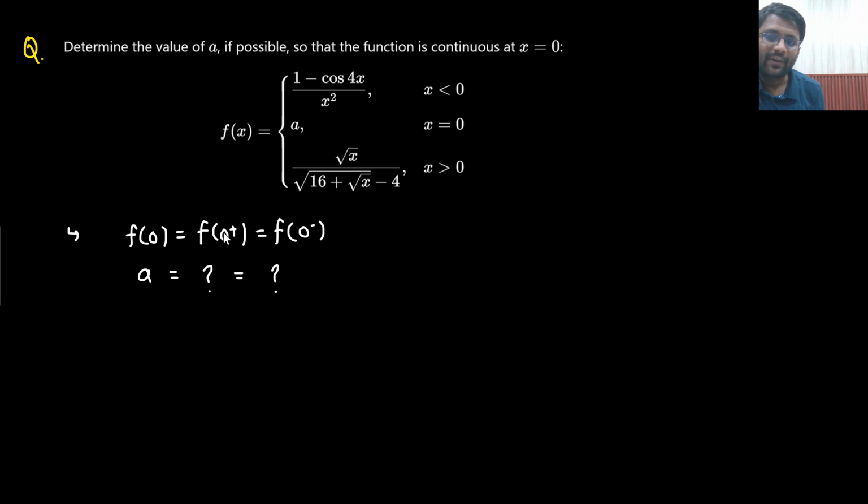Now, what if I find out the value of f of 0 plus and f of 0 minus and both are different? Then the question itself will be wrong, no? Then the answer would be option D, not possible. Are you able to understand this point?